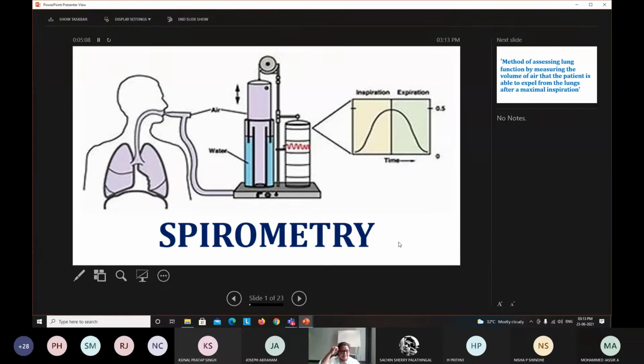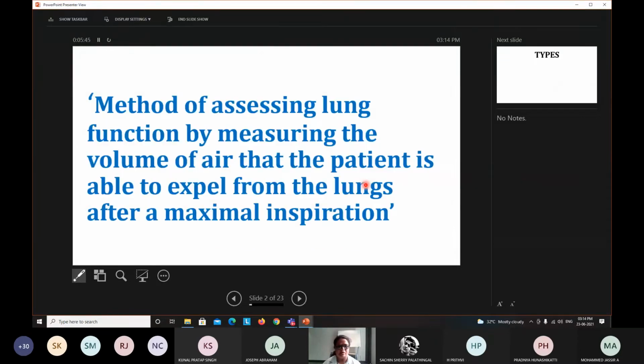And as I said, the instrument which is required to measure here is called a meter. So the instrument involved here is called a spirometer, and the graphical representation that we get is called a spirogram. This instrument is called a spirometer, and the procedure involved is called spirometry. Let's see this in detail.